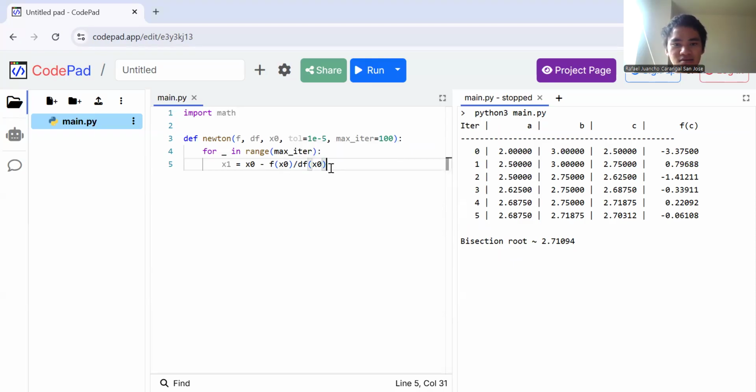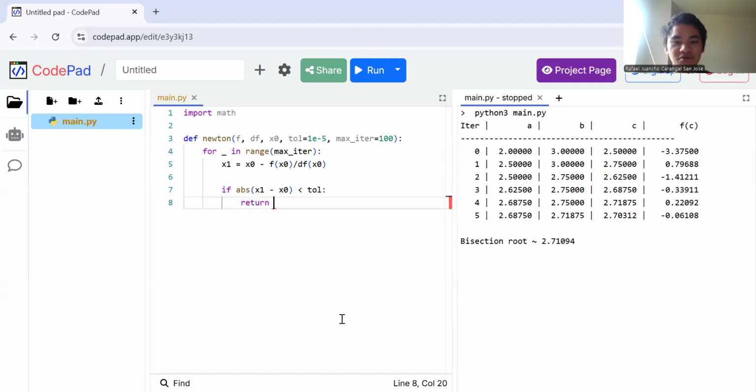And then what are we going to do? Let's say we get its absolute value, let's say the absolute value of x1 is less than the tolerance that we have. Then we just return x1.